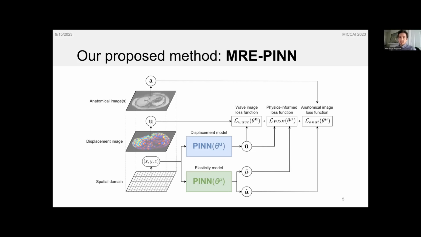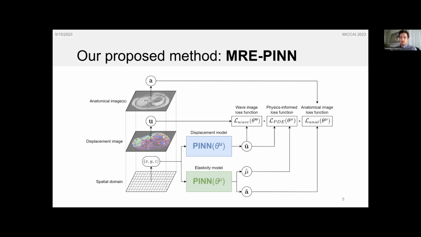We trained 2 PINNs to learn continuous representations of the displacement and elasticity fields for a given patient. One neural network learns a mapping from spatial coordinates to displacement vectors and is trained to match the displacement data that was measured using a mean squared error loss function. In effect, this network learns a continuous and differentiable representation of the wave image.